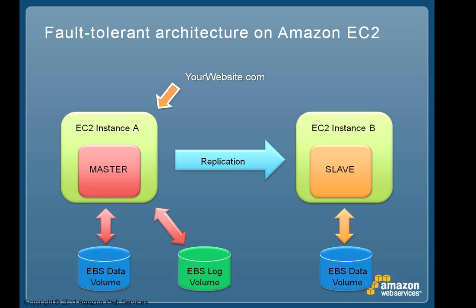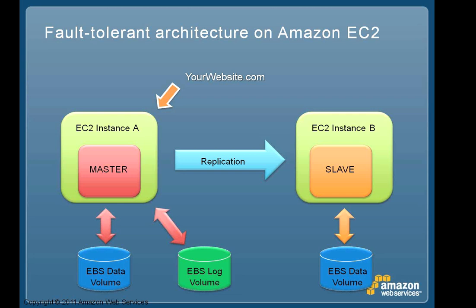What you see here is EC2 instance A, which is the master instance. Think of this as a database, for example, or some system where the master-slave concept applies. You have at the very top an elastic IP that's behind the DNS entry for yourwebsite.com, pointing to EC2 instance A. And at the bottom left, you have two EBS volumes. One is the data volume for the database, and the other is a log volume that keeps track of what's happening in the system.